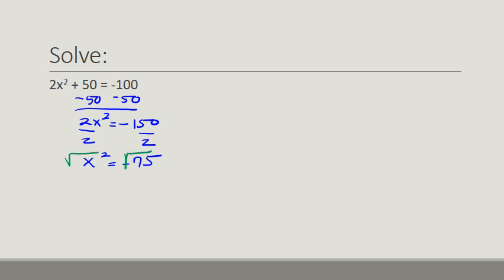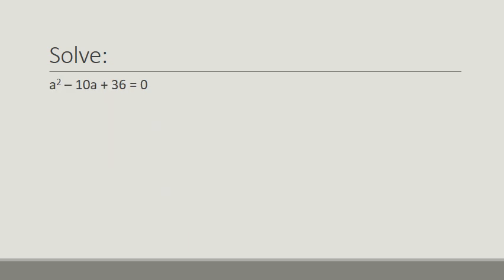When I take the square root of both sides, know that I've got to do an imaginary. So I'm going to get x equals i root 75. Root 75 is 3 times 25, so that then simplifies to plus or minus 5i root 3. So there are my two roots.